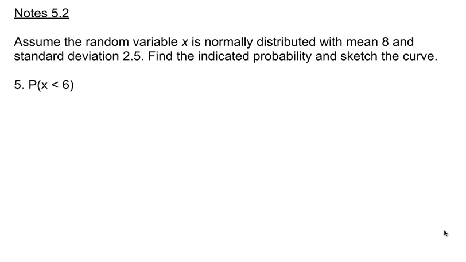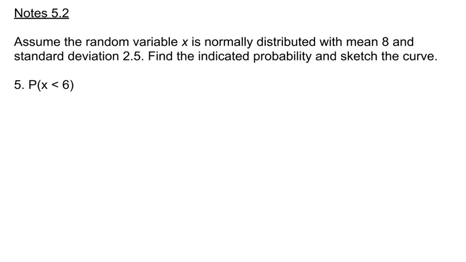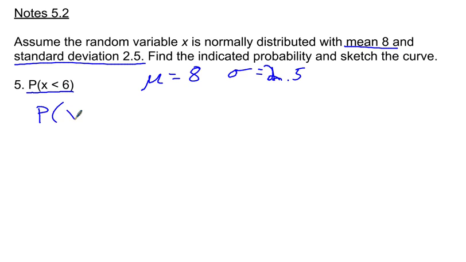In the practice problems for this section, we're looking at a normal distribution with a mean of 8 and a standard deviation of 2.5. So we have our mean of 8 and our standard deviation of 2.5. We are looking at the probability that x is less than 6, right?